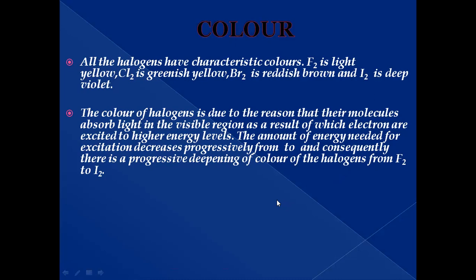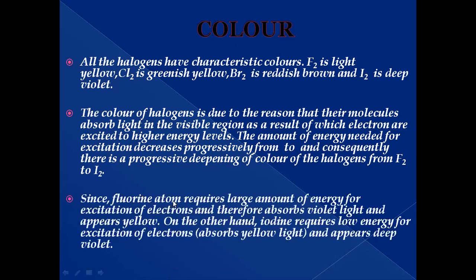Now why is it so? Why does the amount of energy needed for excitation decrease progressively? It is because of the electronegativity of the elements. Fluorine is the most electronegative element, so the lone pair which it has will be held very tightly by the F2 molecule. So a huge amount of energy will be needed. In the very same way, when you go to iodine, iodine has very low electronegativity, as a result of which the energy required to excite an electron from the iodine molecule will be very little.